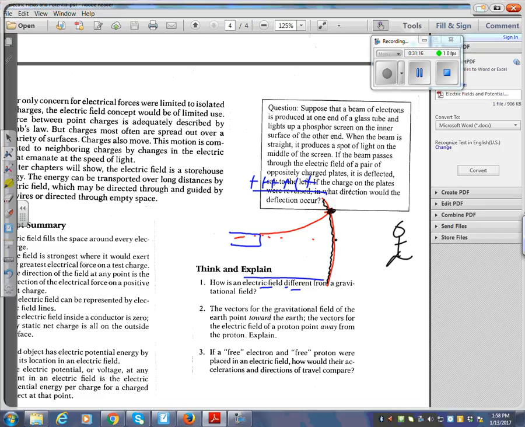Now, if I reverse the charge on those plates, if I make the top negative and the bottom positive, where are the electrons going to go? Kind of like that. Now, about 15, 18 years ago, I could say to you, does anyone care about this?